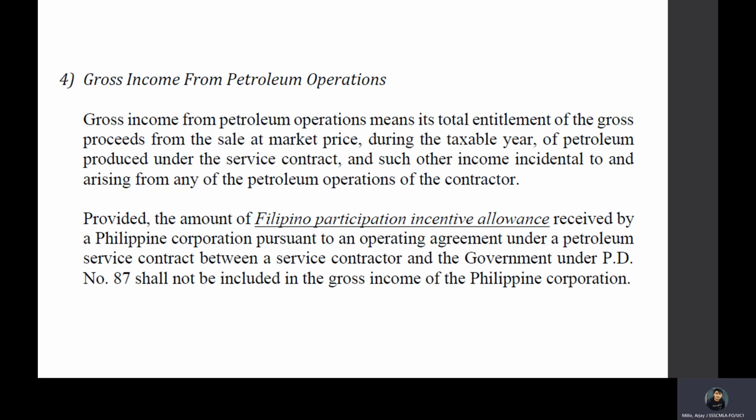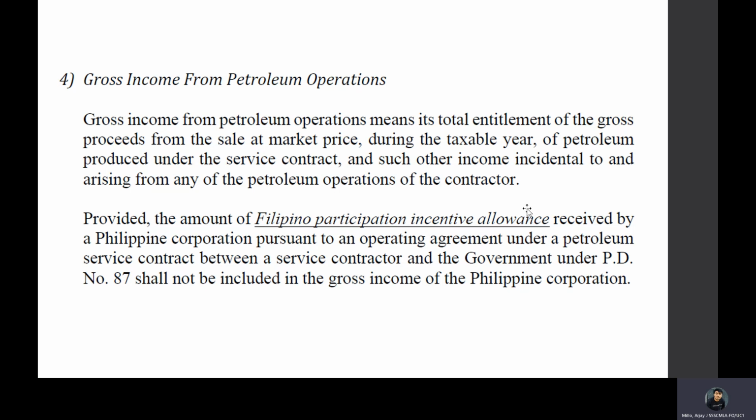Next slide. So gross income from petroleum operation. So ito naman yung dealing sa mga petroleum products. So gross income from petroleum operation means the total entitlement of the gross proceeds from sale at market price during the taxable year of petroleum produced under the service contract and such other income incidental to and arising from any of the petroleum operations of the contractor, provided that the amount of Filipino participation incentive allowance received by a Philippine corporation pursuant to an operating agreement under petroleum service contract between a service contractor and the government under Presidential Decree number 87 shall not be included in the gross income of the Philippine corporation.